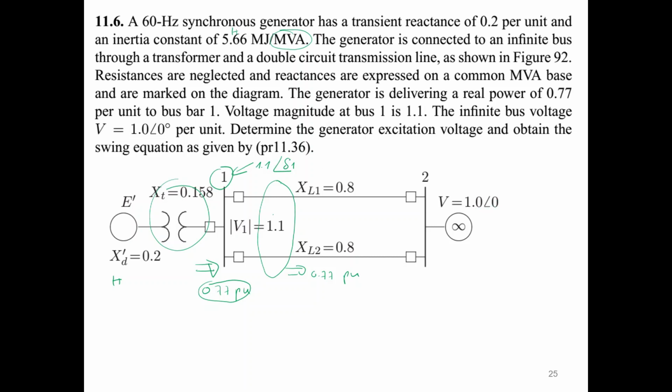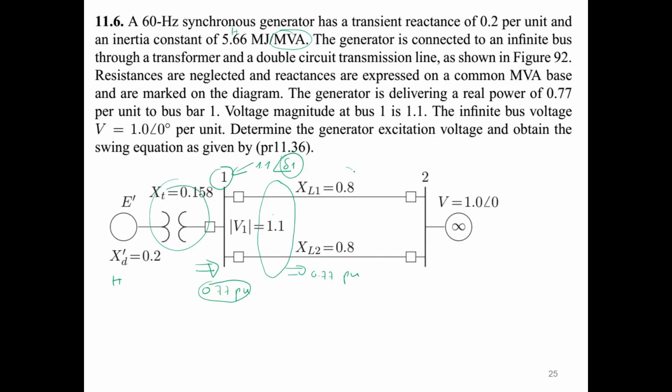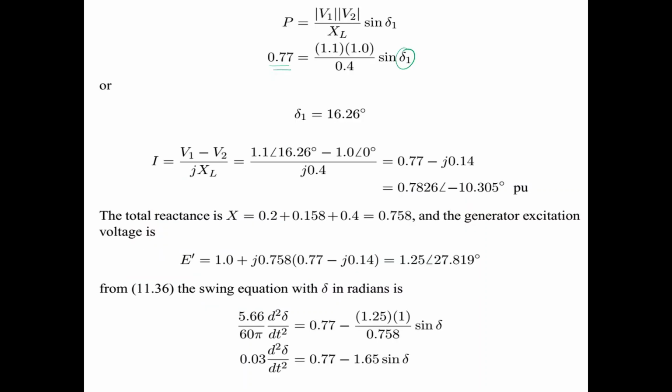So now you can determine the power angle of bus 1, and once you know the power of bus 1, we can map back to the delta here. So you determine delta 1. Delta 1 can be defined by 0.77 and V1 1.1, V2 1 per unit, divided by 0.4, because these are the parallel of 0.8 and 0.8. So after the parallel of these two, we get 0.4. Now you get the angle delta 1 of bus 1, 16.26.